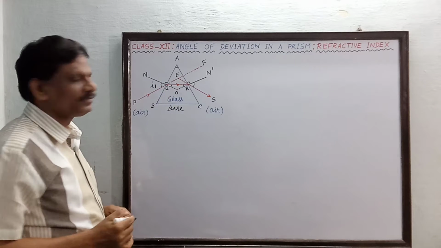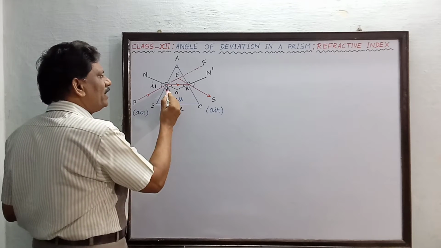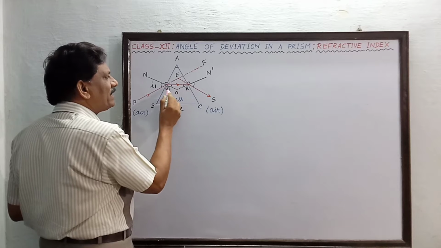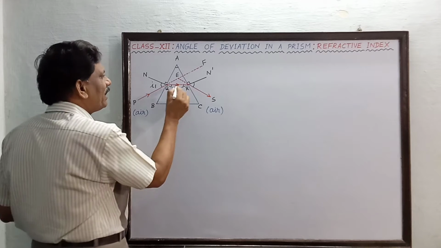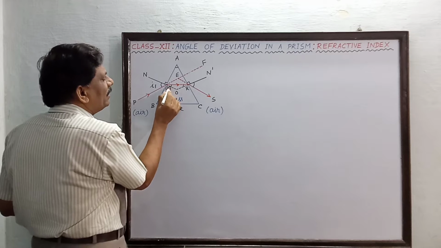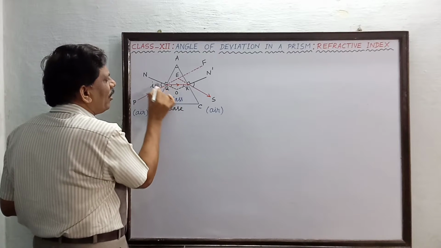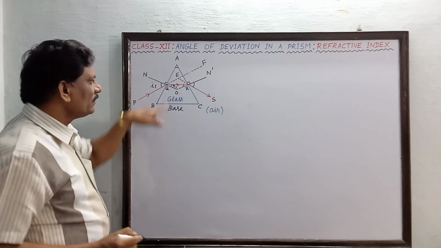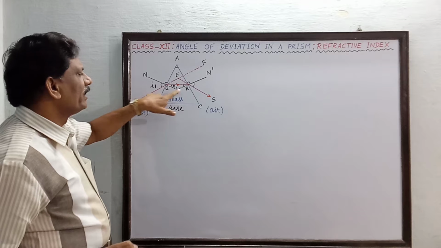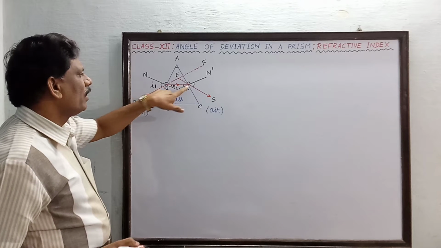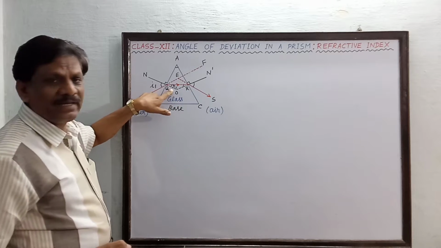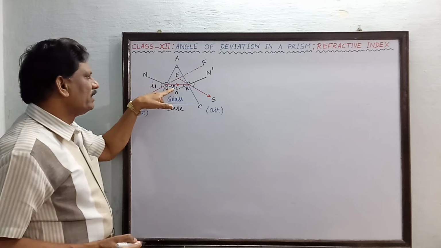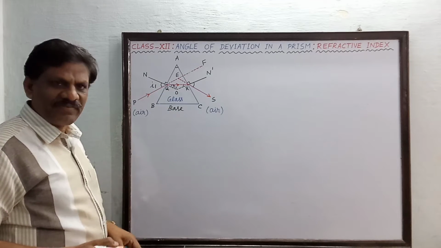So the angle made by the incident ray PQ with the normal at the first surface is the angle of incidence I1, and for this incident ray PQ the corresponding refracted ray is QR inside the glass. QR is inside the glass and it makes an angle with the normal. This is called the angle of refraction R1, angle RQO. So this is the angle made by the refracted ray QR with this normal. So R1 is the corresponding angle of refraction.